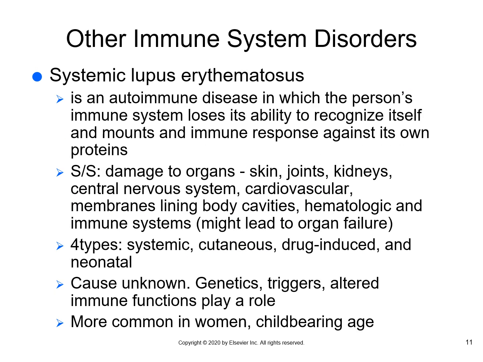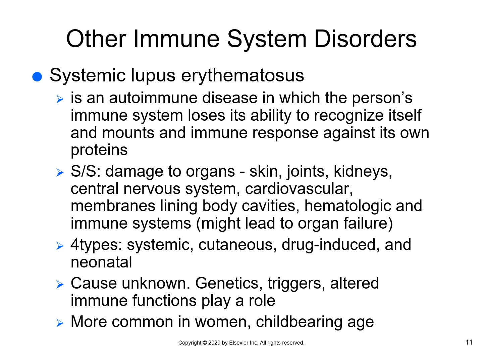Systemic lupus erythematosus is an autoimmune disease in which the person's immune system loses its ability to recognize itself and attacks its own body. The causes are unknown, but it's believed to be genetics, and there will be triggers for the exacerbation of the SLE. There are four types of systemic lupus erythematosus. They are systemic, cutaneous, drug-induced, and neonatal.